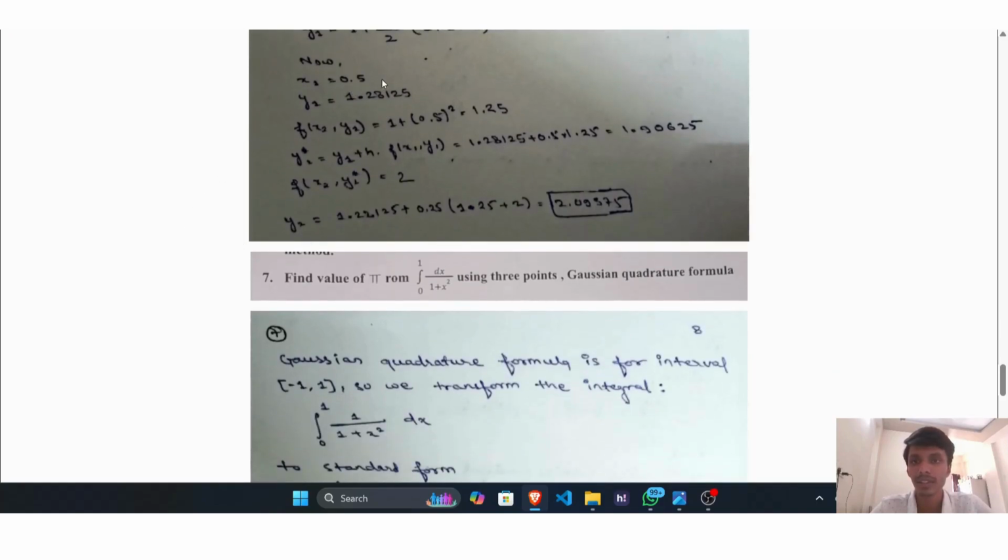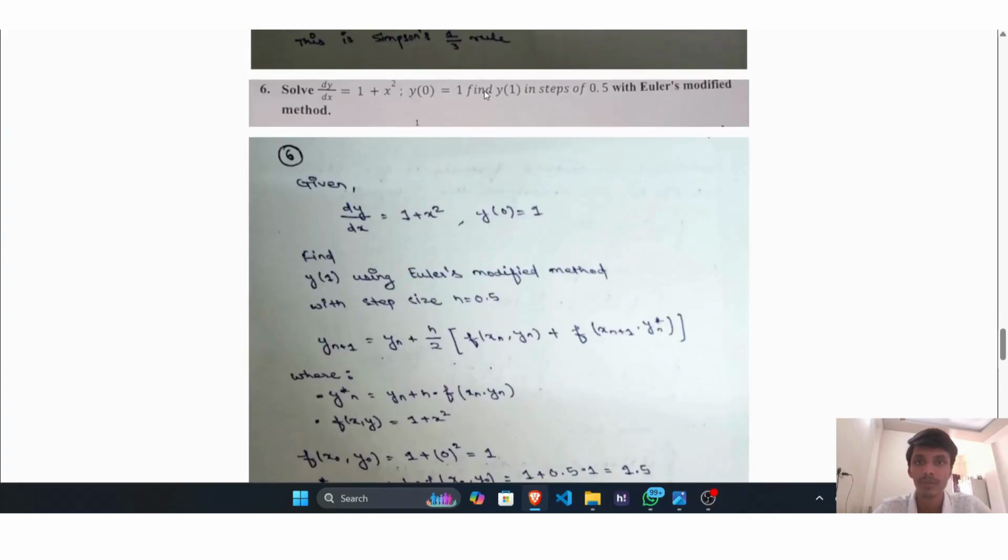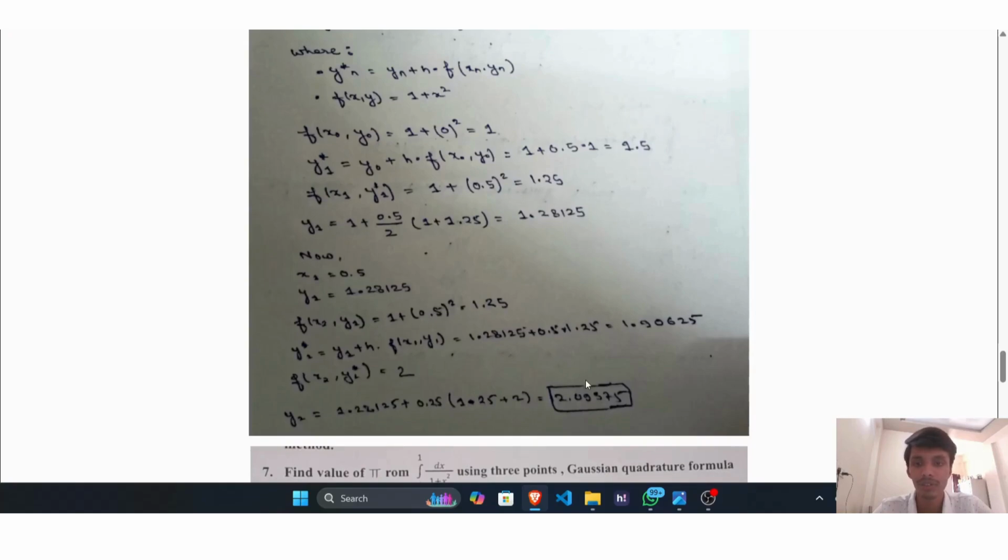Now x1 is 0.5 and y1 is equal to 1.28125. So we again follow the same procedure as above and calculate f(x2) and y star 2. From this value we can calculate y2 equal to 2.09375, which is the value of y at 1. We have to find y(1), so this is the value of y(1).